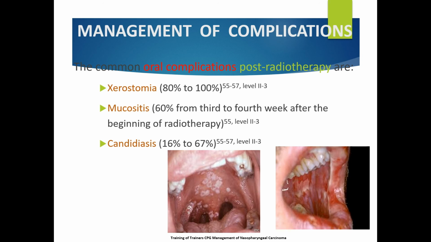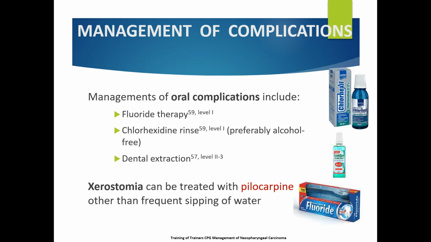The common oral complications of radiotherapy are xerostomia, which is dryness of the oral mucosa, mucositis, which usually occur from 3rd to 4th week after beginning radiotherapy, and candidiasis. Mucositis can be really painful, so this hinders patients from taking orally, so they might be insufficient in their oral intake. So we need to give them really good analgesic to overcome this. Xerostomia can be treated with pilocarpine. Otherwise, patients need to take frequent sips of water.